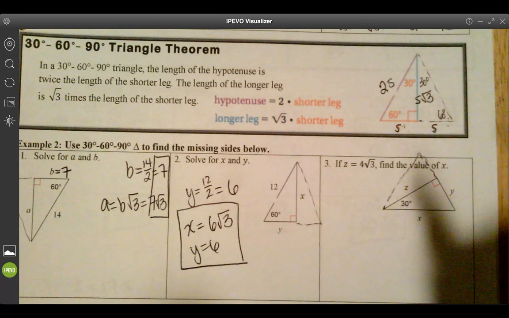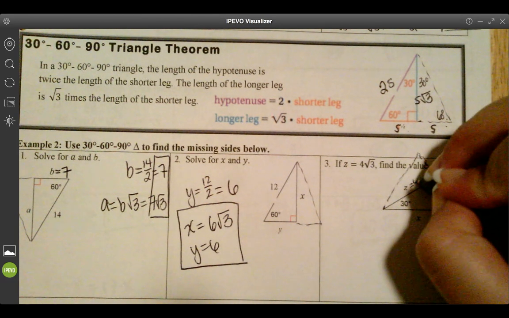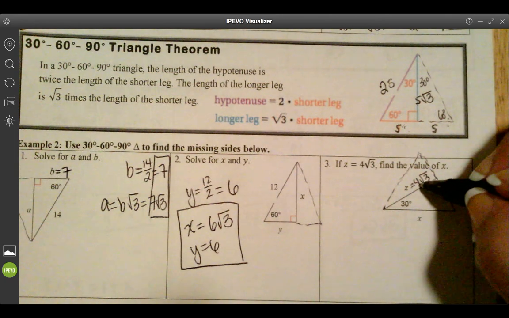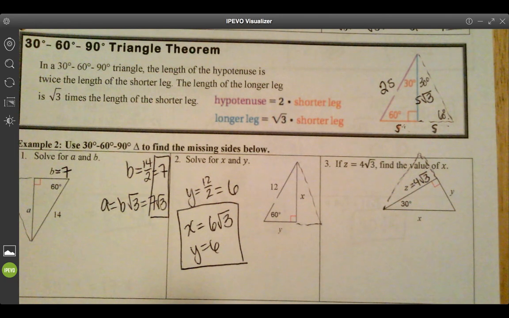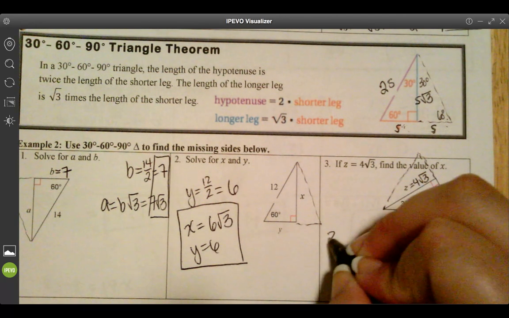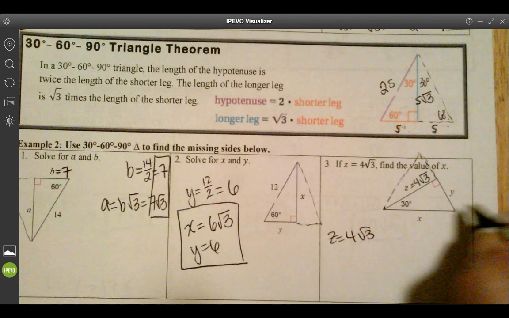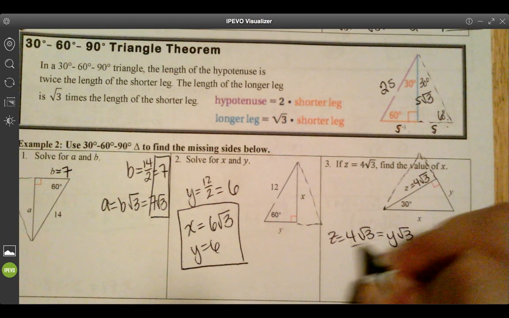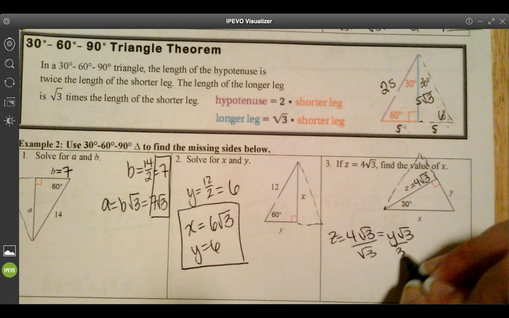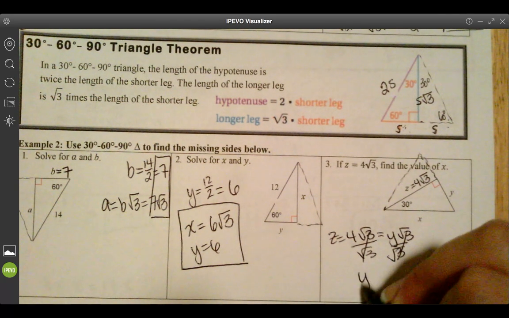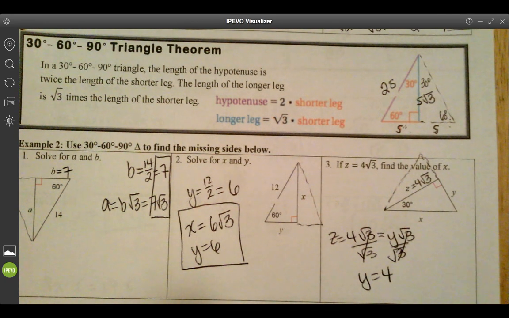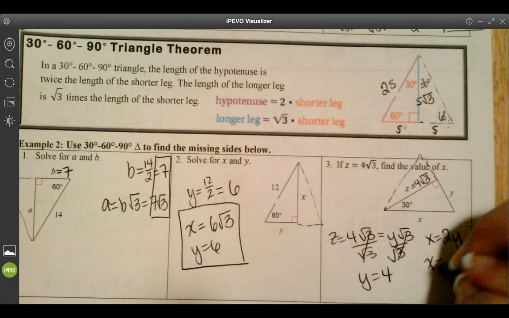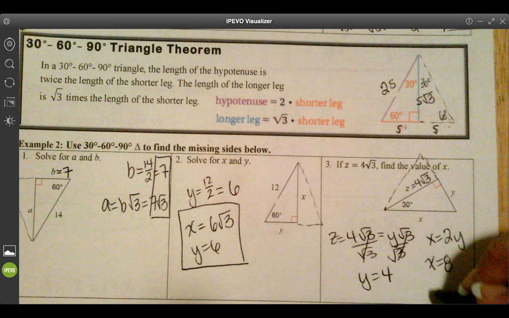Okay, so then if z is 4 times the square root of 3, then what are my other sides? Well, this is the small side times the square root of 3. So z equals 4 root 3. The small side is y, so that's y root 3. If I divide by the square root of 3 on both sides, y equals 4. X is twice as long as y, so x equals 8, and y equals 4.